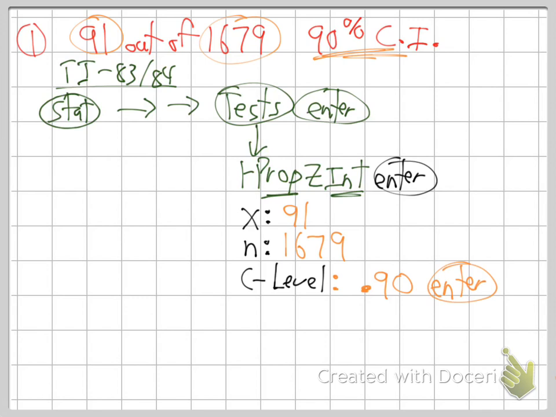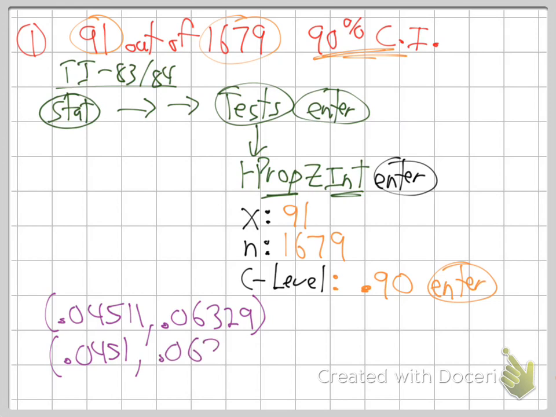Enter. And it cranks out a confidence. Let me write for you what I got. I'm getting the confidence interval 0.04511, comma, 0.06329. Y'all getting that confidence interval? With 4 decimals, so I'll go, okay, 0.0451, 0.0633. That makes sense? Those are the two.